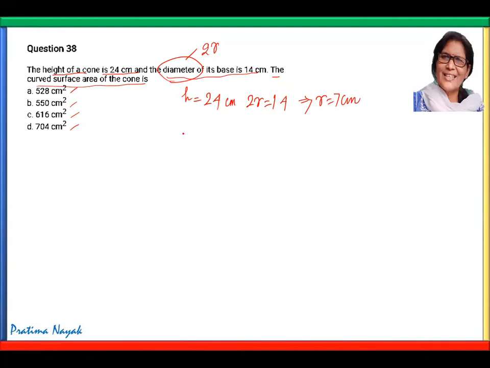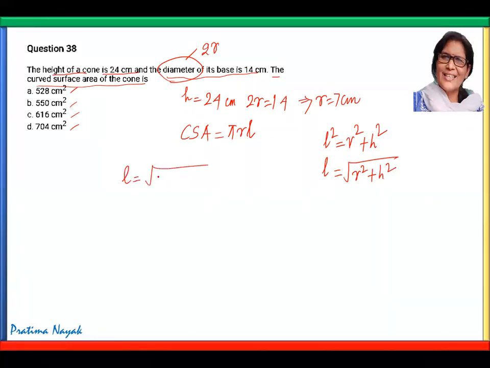And curved surface area is asked. The curved surface area formula is pi r L. But here L is not given. But we know the formula: L square is equal to r square plus h square. Or directly we write L is equal to square root of r square plus h square. So L is equal to square root of 7 square plus 24 square.